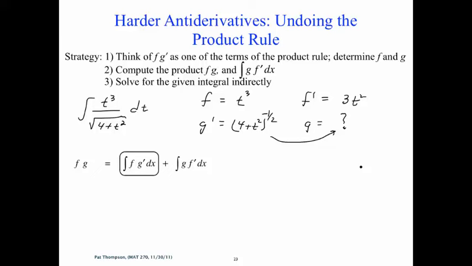Isn't it arcsine of 2t? No, arcsine is 1 minus t squared. So we got 4 plus, and we need 1 minus for arcsine. Okay, so maybe let's flip it and try it the other way. This doesn't work.